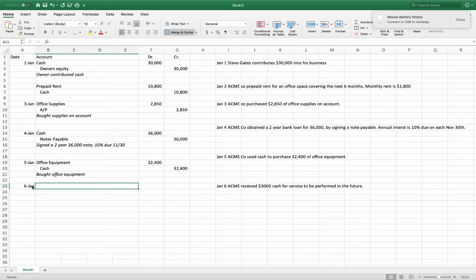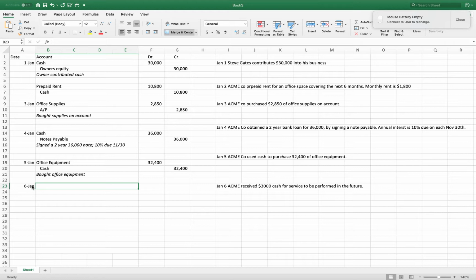So we have cash, an asset, increasing. We owe somebody something. It's not money that we owe them. We owe them a service. That is a liability. So my cash is going up and my liabilities are going up. We just analyzed the accounting equation. Okay? Now I need to identify three things. Which accounts are impacted by this? What's the dollar amount? And what are my debits and credits?